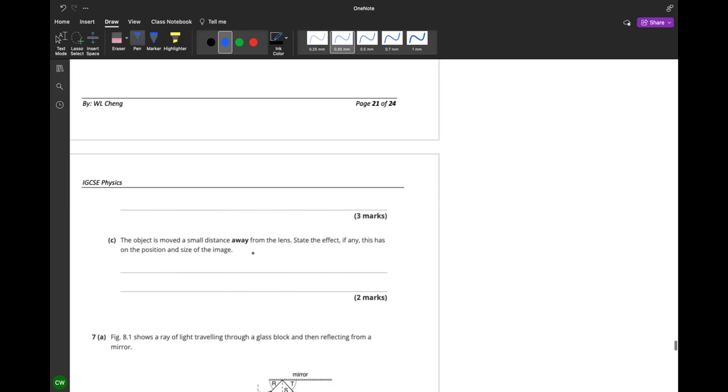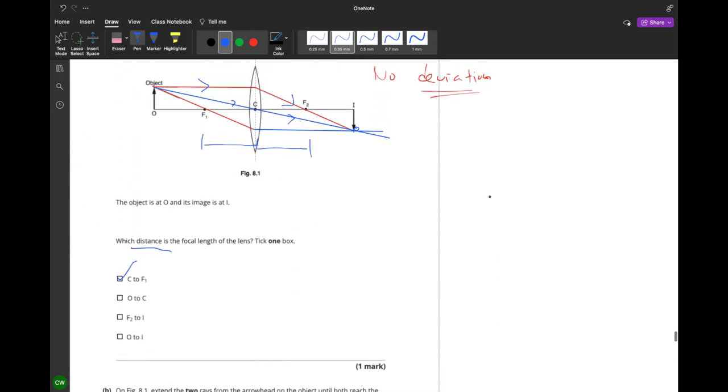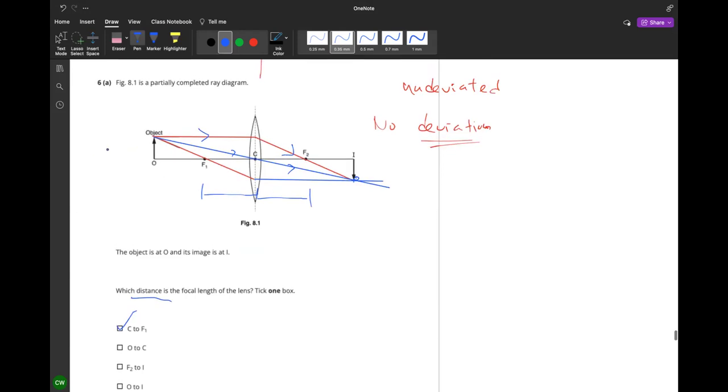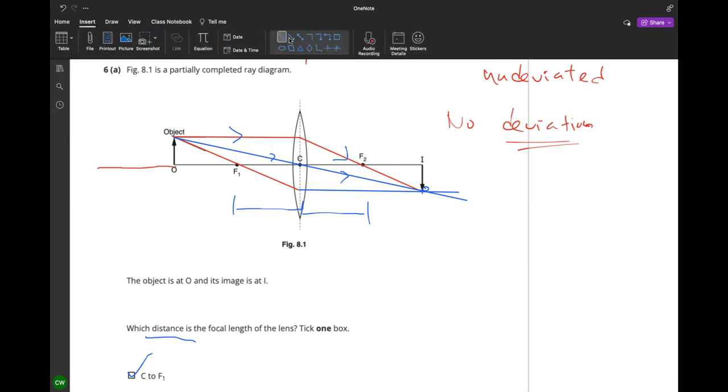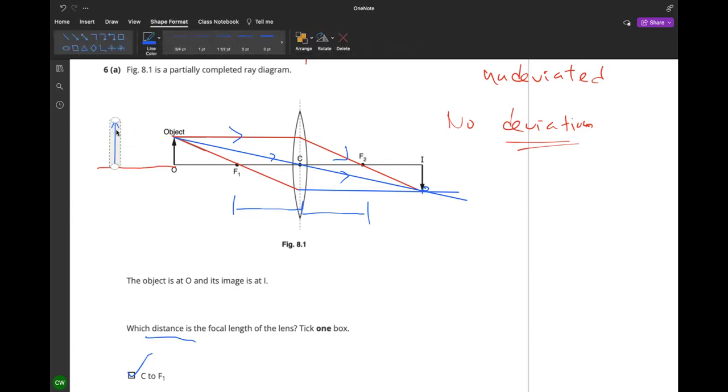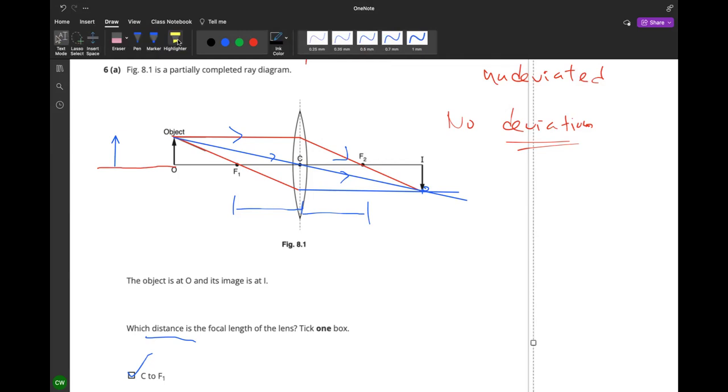Object moved a small distance away from lens, state the effect on the position and the size of the image. Away. When it's moving away, you can try to see. Let's say the new one, when you try to move it away, that means the new one, you will be still having the same size. Okay, when you move this away, based on your logic, this one still goes here.